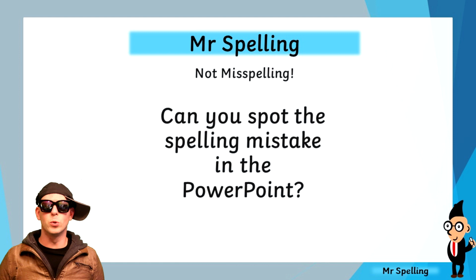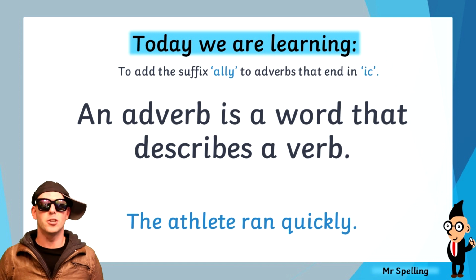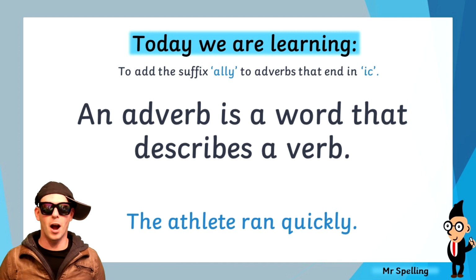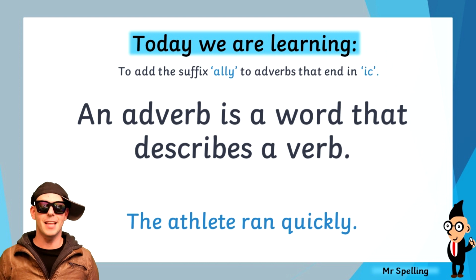Now let's get to today's lesson. Today we are learning to add the suffix "ally" to adverbs that end in "ick". What we should already know is that an adverb is a word that describes a verb. So if I had the sentence "the athlete ran quickly," the verb is the word ran, and the adverb is the word quickly because it describes how the athlete ran.